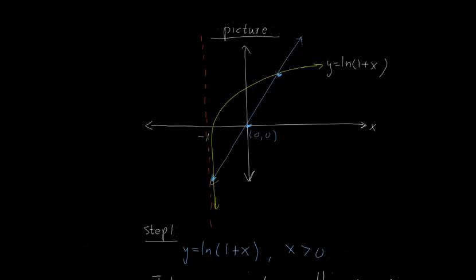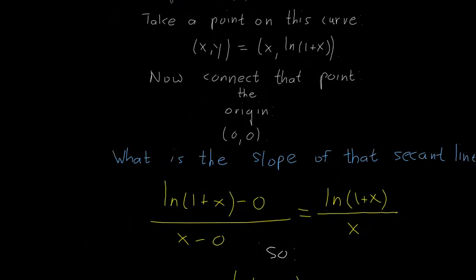Right? Now we're going to connect that point to the origin 0, 0. So we have 0, 0, and we have x comma ln of 1 plus x. Okay. So how do we take the equation of a secant, right?